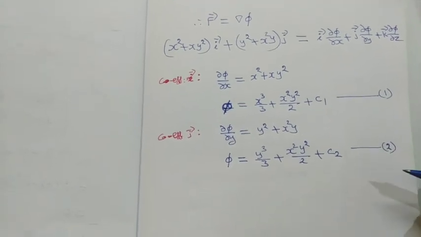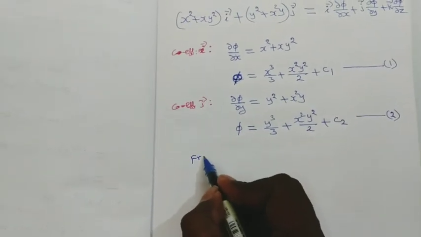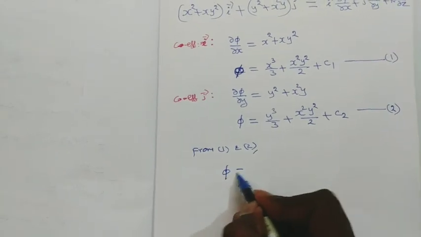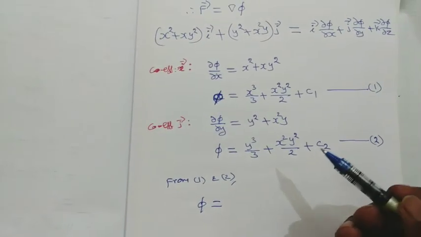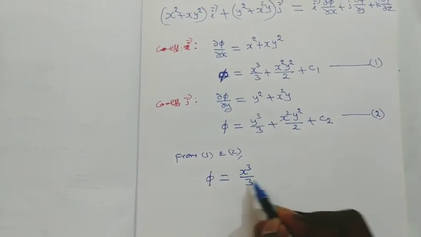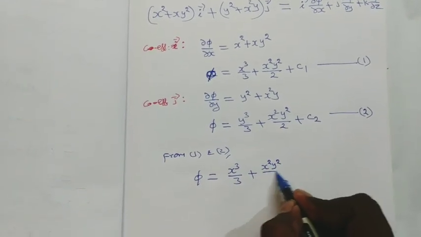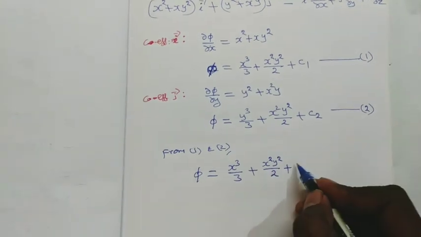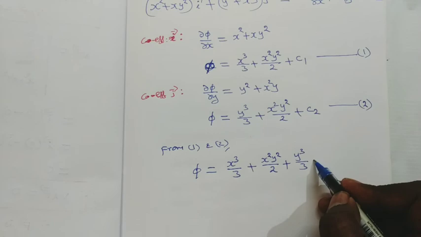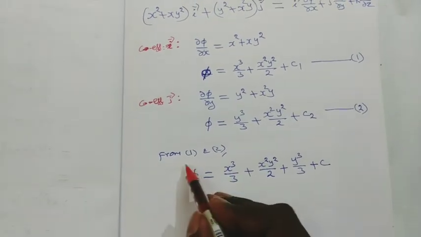So from these two equations, I want to find out the value of scalar potential phi. So from 1 and 2, phi is equal to, so write the terms. If a term is repeated, you write it once. So x³/3 plus x²y²/2 plus y³/3, and this term is repeated, so we can leave it. Now finally the integral constant c. So this is our required scalar potential of the given vector point function.